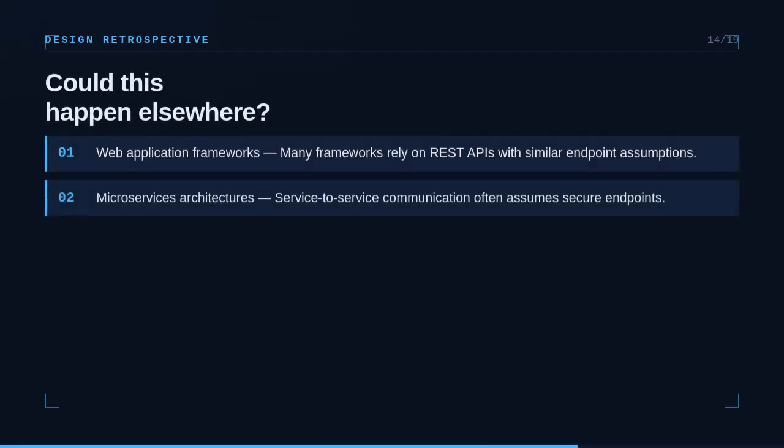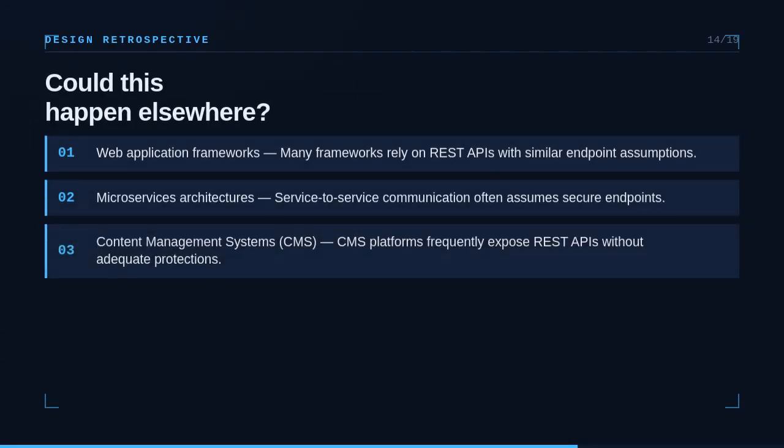Could this happen elsewhere? Web application frameworks. Many frameworks rely on REST APIs with similar endpoint assumptions. Microservices architectures. Service-to-service communication often assumes secure endpoints. Content management systems. CMS platforms frequently expose REST APIs without adequate protections.